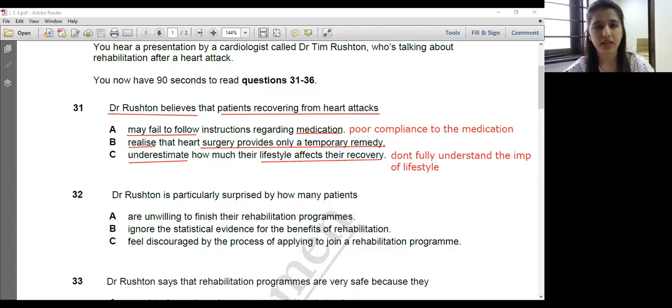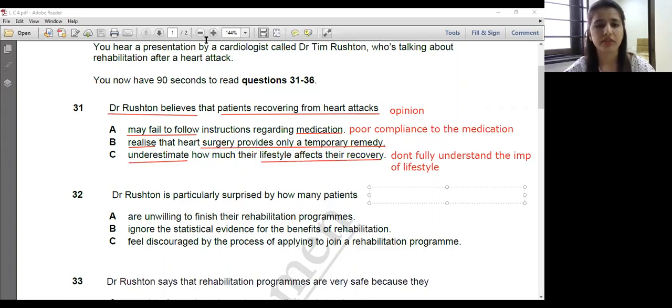Similarly, as you can appreciate, this is an opinion question, because you have to identify Dr. Ruston's opinion regarding these patients. Or you can also consider this as an attitude question. What is the attitude prevalent among patients recovering from heart attack? What is their general attitude? Do they all realize that this is a temporary remedy? Do they all fail to take medications, or do they all not realize the importance of lifestyle?